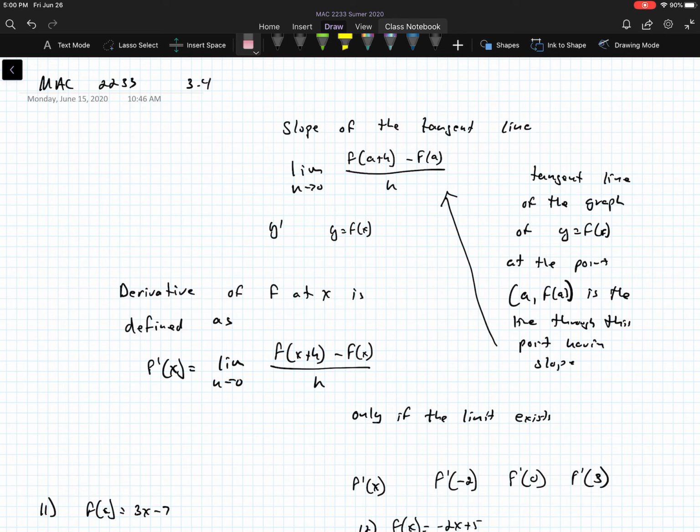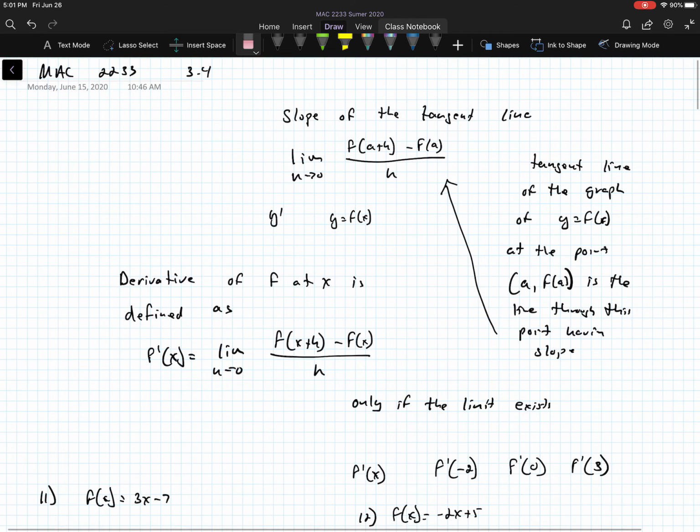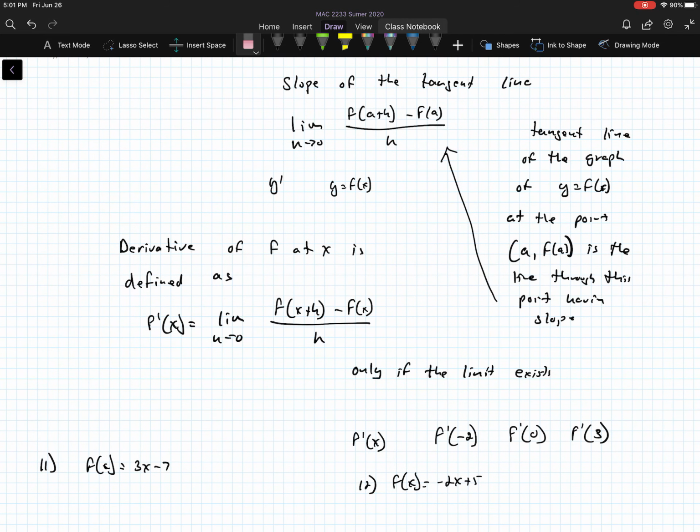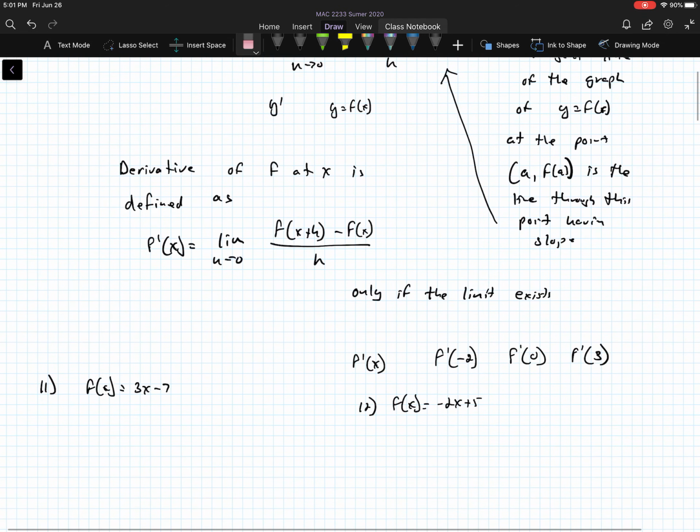So here we're going to be talking about the slope of the tangent line, which is just the limit of f of a plus h minus f of a over h as h approaches 0. Now the tangent line to the graph of the function y equals f of x at the point a, f of a, is the line through the point having this particular slope. So whatever value comes out of this limit is the slope of the tangent line.